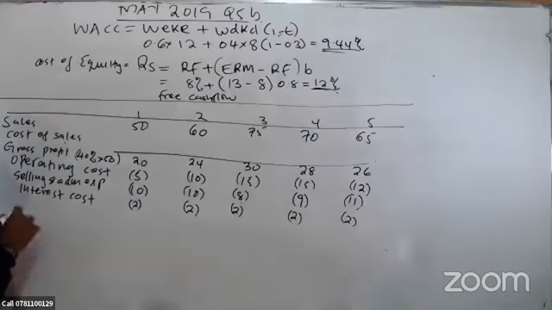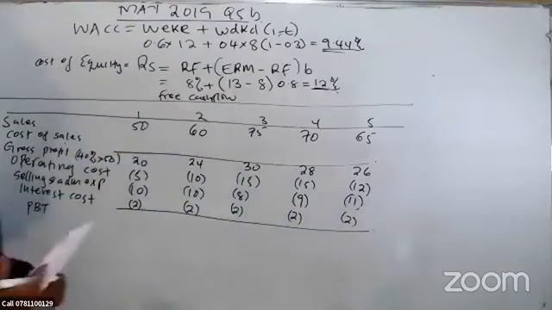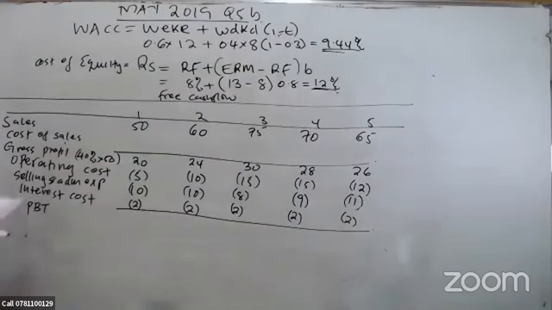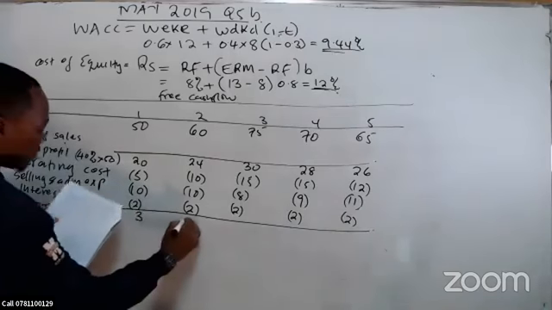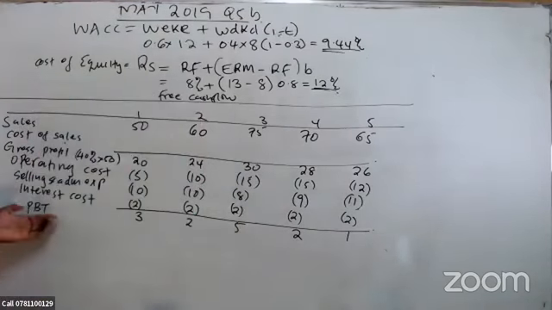After you pay the interest, now you can get the profit before tax. So in this case, you take 20, you remove all the expenses. So this one will be 3, this one will be 2, 5, 2, 1. Those are the profit before tax.